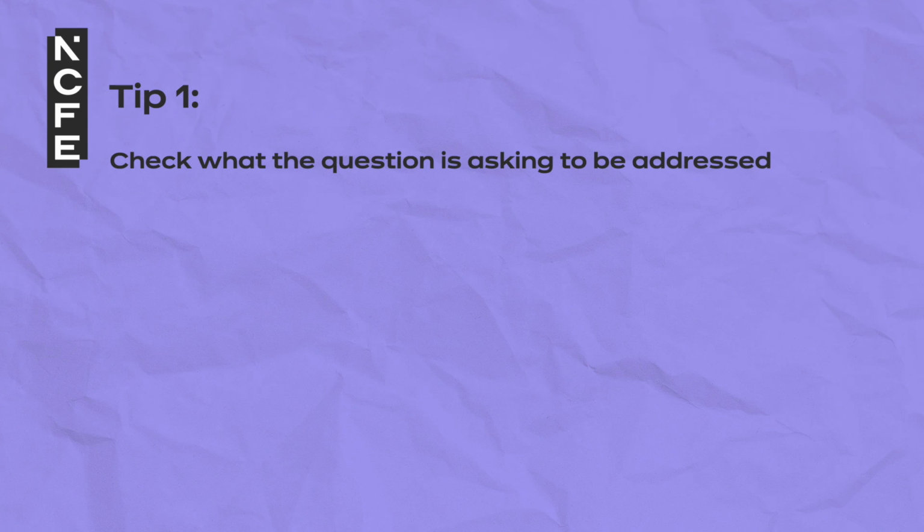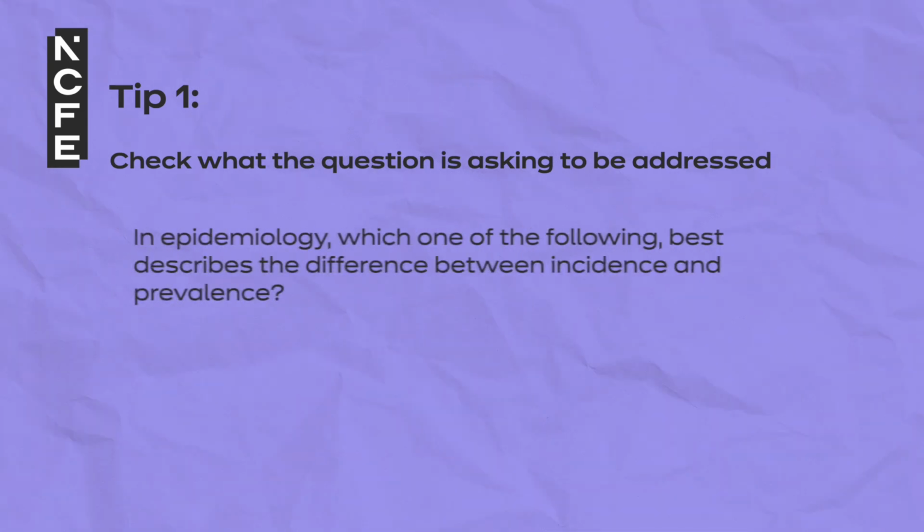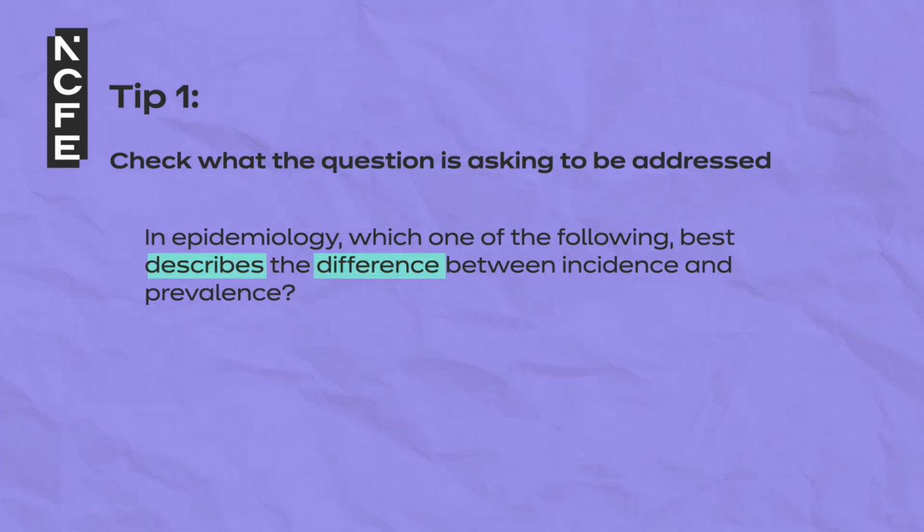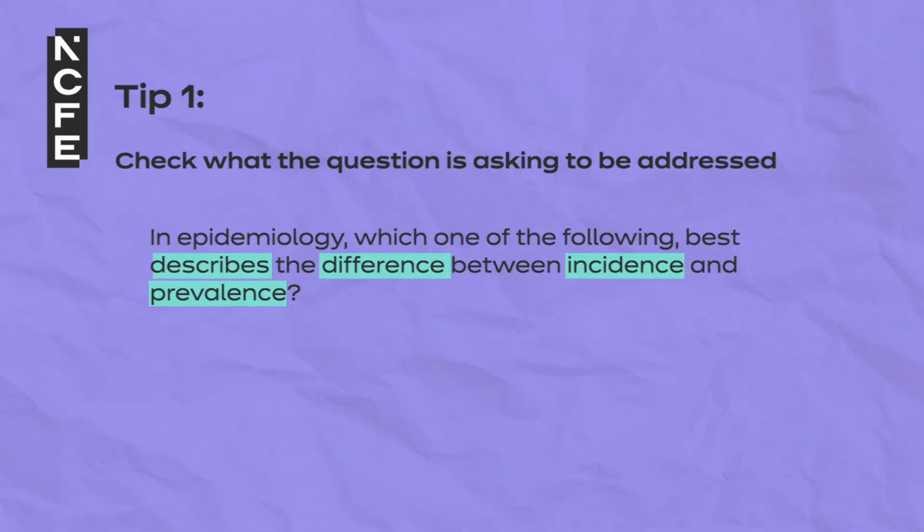Tip 1. Check what the question is asking to be addressed. This could be done by highlighting key words in the question. By highlighting the key words in the question, you can clearly see that you're looking for the answer that describes the difference between incidence and prevalence.